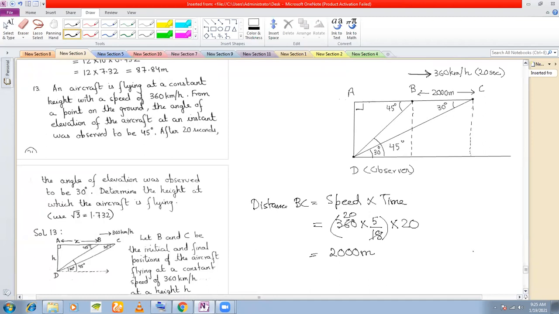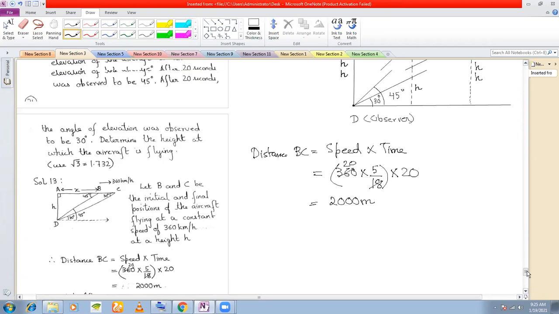Okay. Now we need to find out the height of the plane. Let's say that the height of the plane is h. Height at which it is flying is h. You can take this also as h, this is also h. Let us take this height as h and let's take this distance as x because we are going to use the two triangles. I can see two right angle triangles here, the triangle ABD and the triangle ADC. We are going to use these two triangles to find out the height of the plane h.